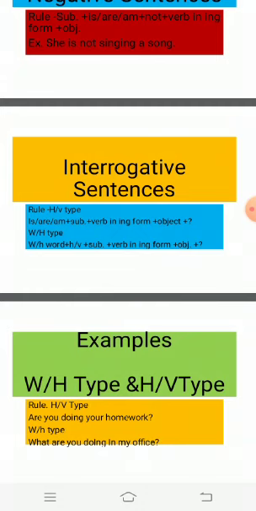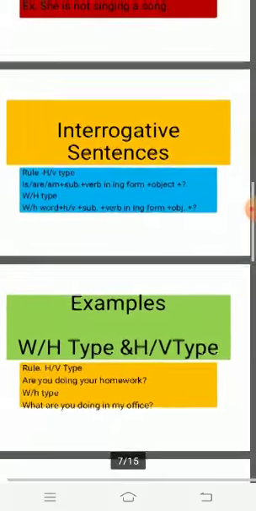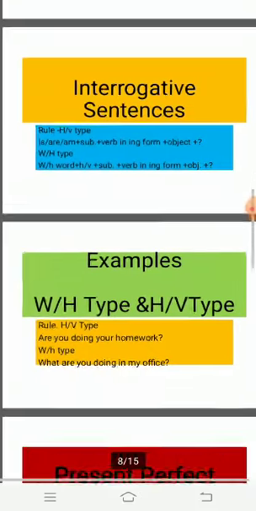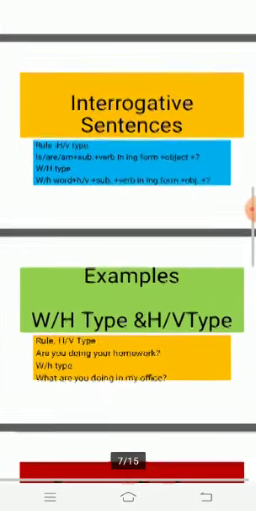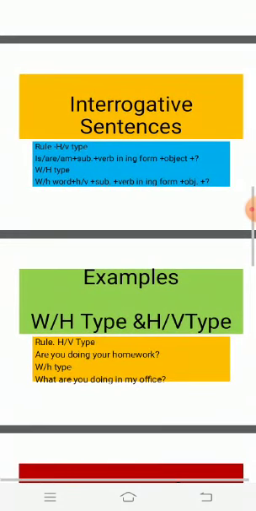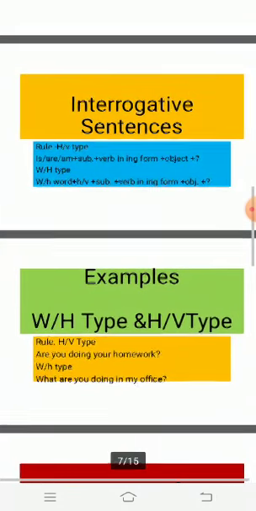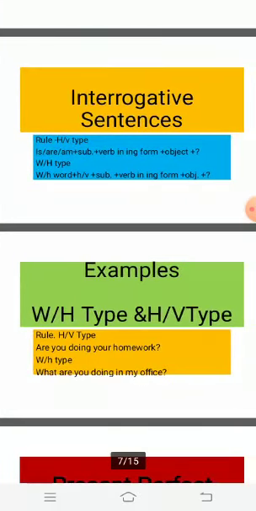And in WH type interrogative sentences, first of all we use a WH word, then helping verb, then subject, then verb in ing form, followed by object and question mark. The examples of these interrogative sentences are: are you doing your homework? In WH type, what are you doing in my office?